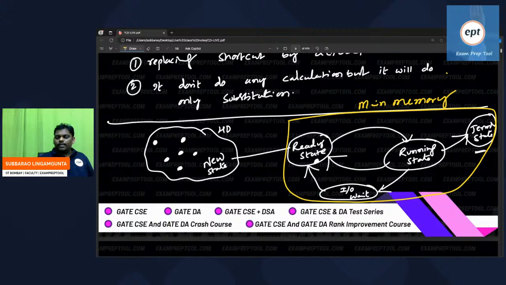These all are there in the main memory only. Ready state, running state, IO wait state, termination state, all are there. All are there in the main memory only. Yeah, you can say like this.